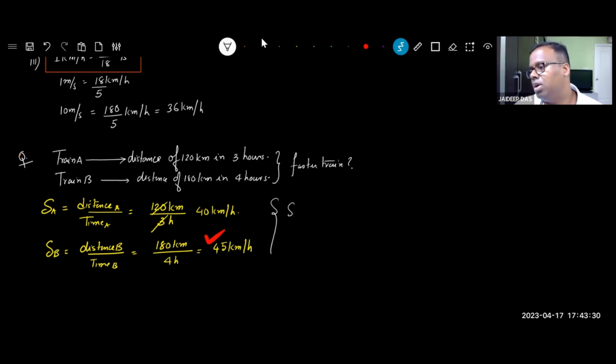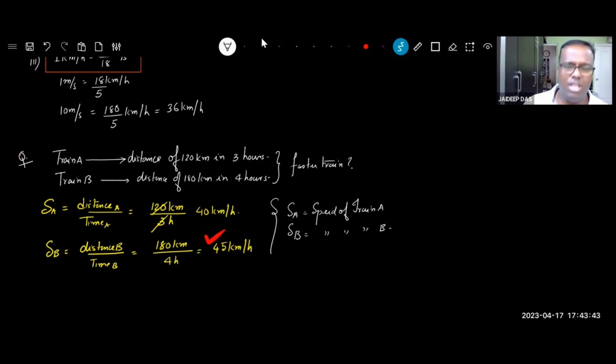Do write here where SA is equal to speed of train A and SB is equal to speed of train B. Very easy problems. These problems won't come in your exam unless they love you so much that they don't want to give you any sort of trouble.